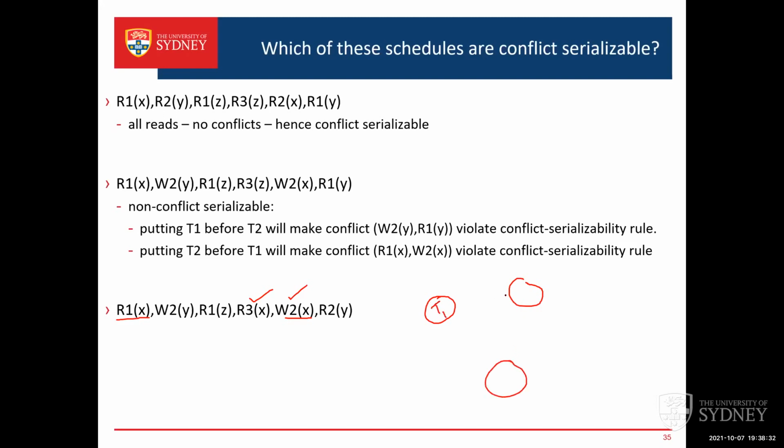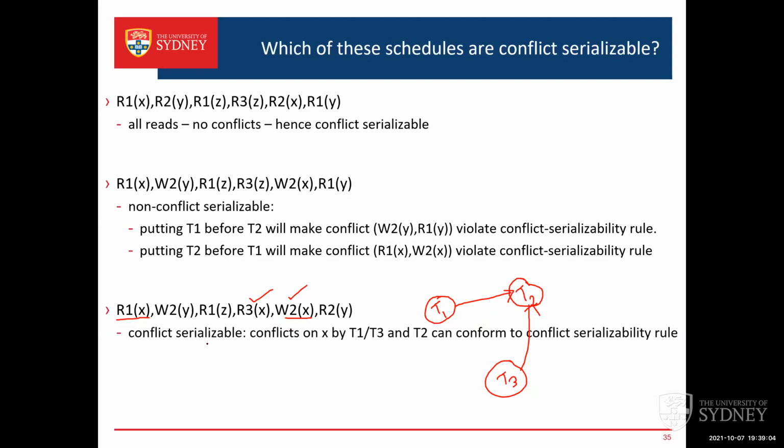T1, T2, T3. Draw the graph from R1X and W2X. So that simply means from T1 to T2, there will be an edge. And from 3 to 2, there will be an edge as well. No cycle, this is acyclic. That simply means that this is serializable, right? So this is serializable.